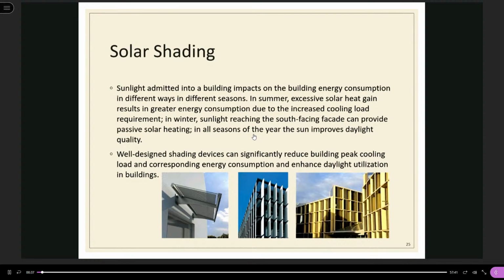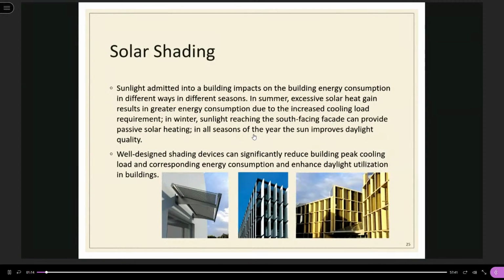And in the winter, sunlight reaching the south facade can provide passive solar heating. So in the winter, sunlight is more welcome. We want sunlight more. And in all seasons of the year, the sun improves daylight quality. I think in Hong Kong, sunlight is welcome in the winter, but in the summer, we don't really want sunlight. But for daylight or skylight, it is always welcome.